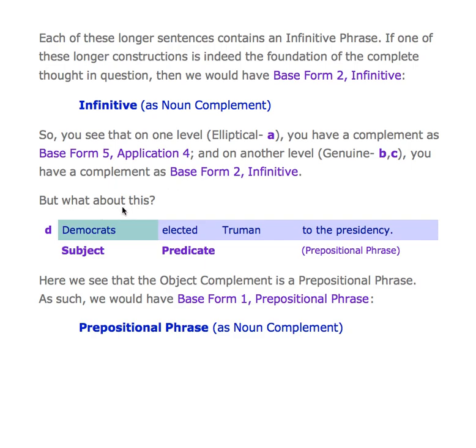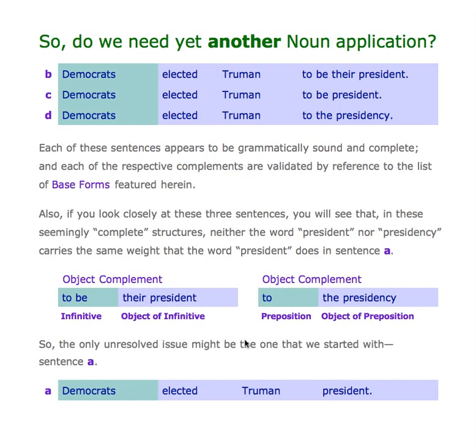But what about this? Democrats elected Truman to the presidency. All right, here we see that the object complement, that's this, is a prepositional phrase. As such, we would have base form 1, prepositional phrase, which tells us that the prepositional phrase can be a noun complement. So, again, we ask, do we need yet another noun application? We saw sentences B, C, and D. All right, we saw this here. This is new for our study.